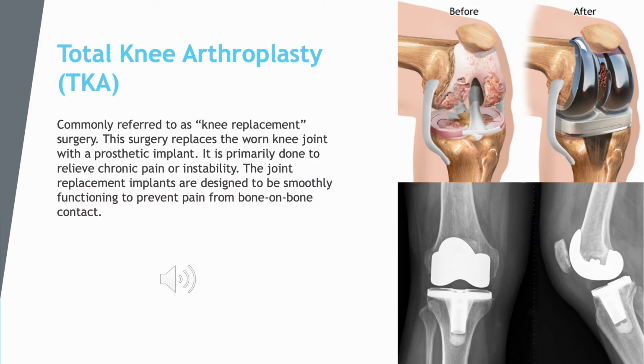Total knee arthroplasty, also called total knee replacement, can be abbreviated as TKA. Commonly referred to as a knee replacement surgery, this surgery replaces the worn knee joint with a prosthetic implant. It is primarily done to relieve chronic pain or instability. The joint replacement implants are designed to smoothly function to prevent pain from bone-on-bone contact.